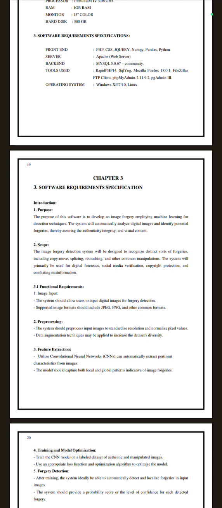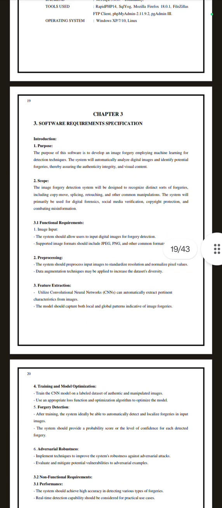The purpose of this development is image forgery detection employing machine learning techniques. The system will automatically analyze the digital image and identify potential forgeries, thereby assuring the authenticity and integrity of visual content. Scope. The image forgery detection system will be designed to recognize distinct sorts of forgeries, including copy move, splicing, retouching, and other common manipulations.